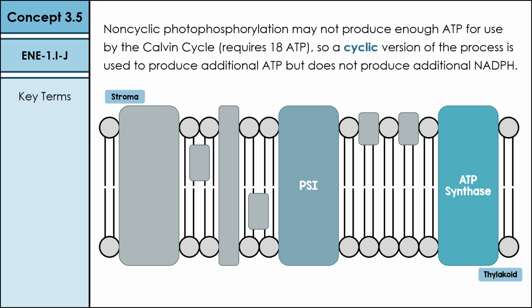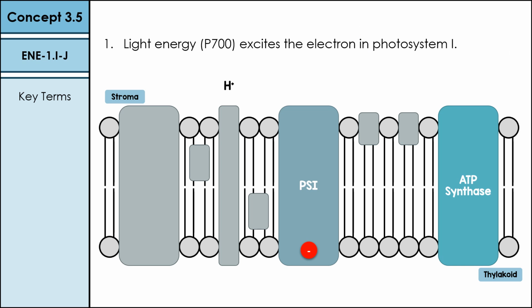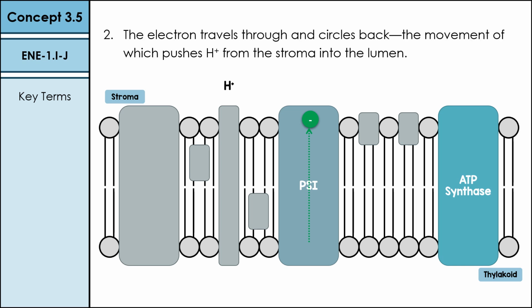So first things first, light energy, again, we're getting our light waves in around 700 nanometers, and that is going to come in and excite our electron. So we're going to let light in. It is going to take our electron from a ground state to an excited state, and our electron is then going to cycle or circle back through the thylakoid. And so we're pushing our hydrogen ions through into the lumen as our electron cycles through.